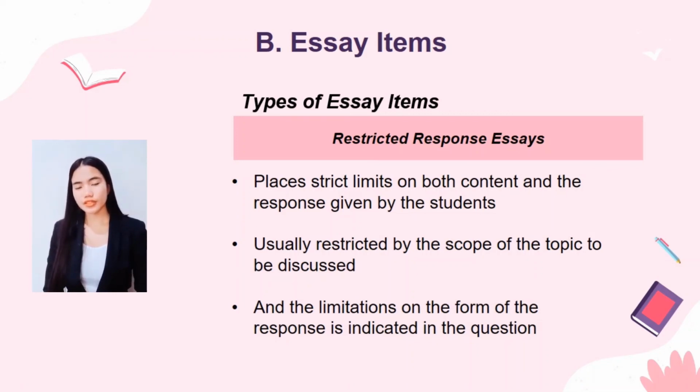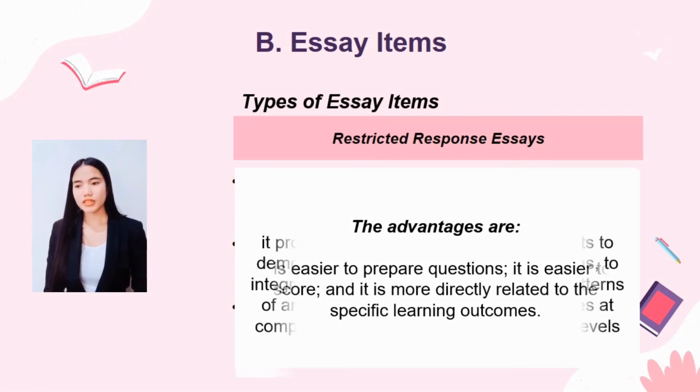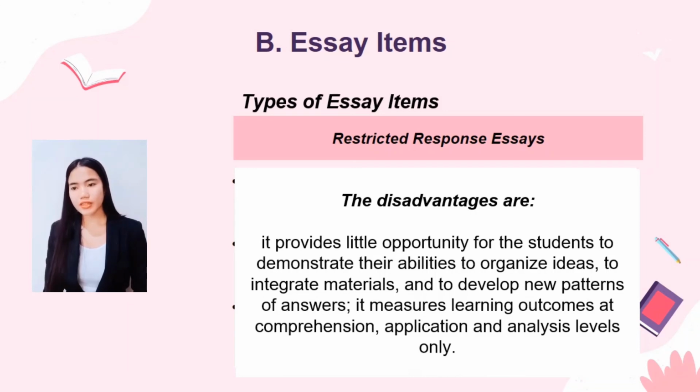When there is a restriction on the form and scope of the answer of the students in an essay test, there can be advantages and disadvantages. The advantages are, it is easier to prepare questions, it is easier to score, and it is more directly related to the specific learning outcomes. The disadvantages are, it provides little opportunity for the student to demonstrate their abilities to organize ideas, to integrate materials, and to develop a new pattern of answers. It measures learning outcomes at comprehension, application, and analysis levels only.